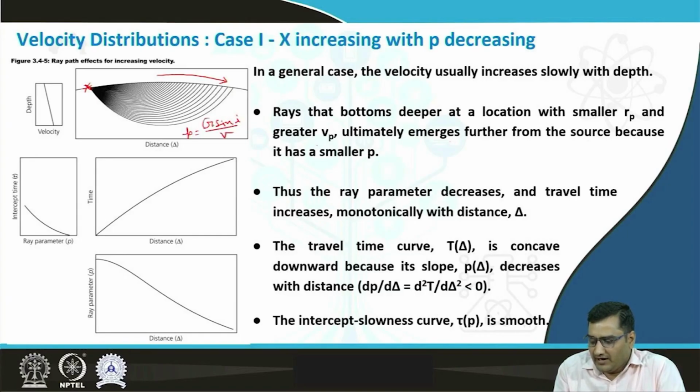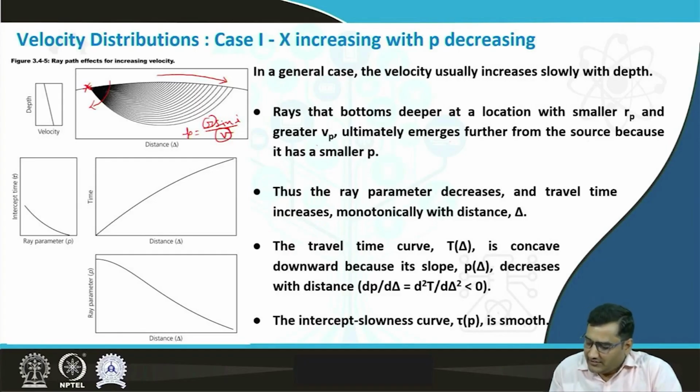So r and v are basically constant for each of the rays. The only thing that differs is the takeoff angle. If the takeoff angle is increasing, the ray parameter will increase. If the takeoff angle is decreasing, then the ray parameter will decrease. So if you go in this direction, you will see the ray parameter is decreasing. But as you decrease the ray parameter, the lower ray parameter ray will be recorded at a larger distance.